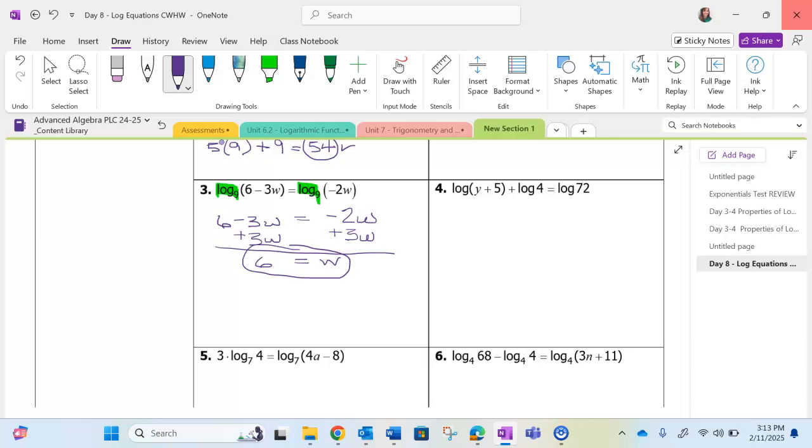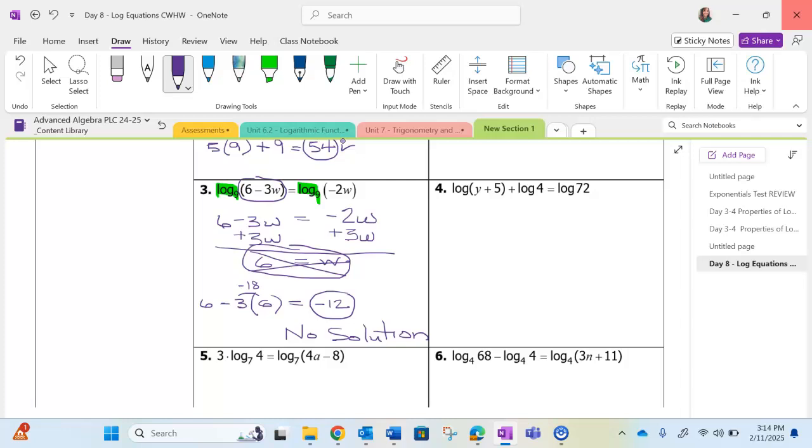Now, I have to check and make sure this is correct. So I'm going to take my argument and plug it in. So we have 6 minus 3 times 6. Multiplying in PEMDAS comes first. This is negative 18. So 6 minus 18 is negative 12. You may not have a negative argument, so this answer gets crossed out and you write no solution. So I'm showing you different examples.